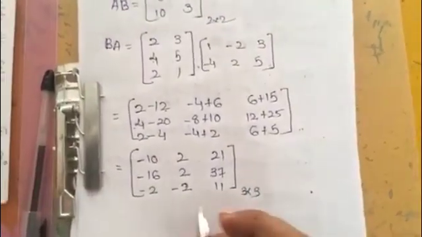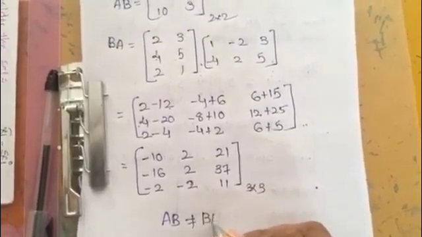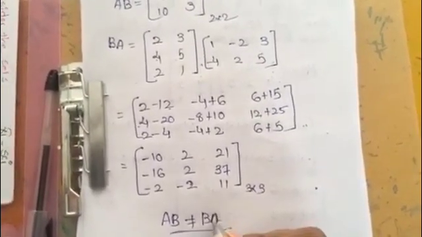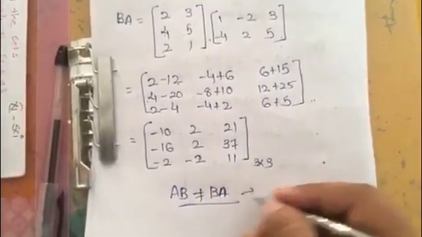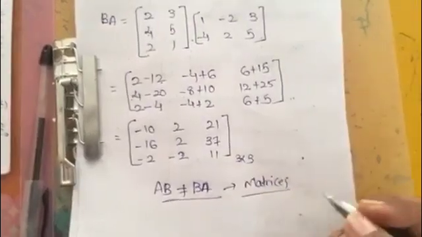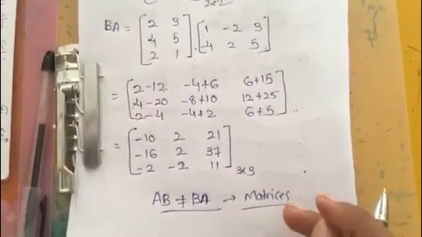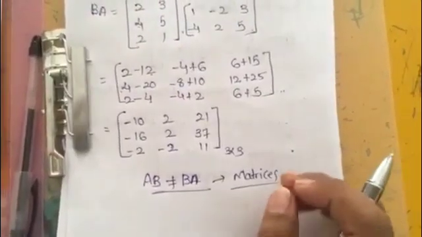So it is obvious that AB is not equal to BA. Okay, AB is not equal to BA. This is not followed for matrices. In simple multiplication AB is equal to BA, but for matrices this is not possible.